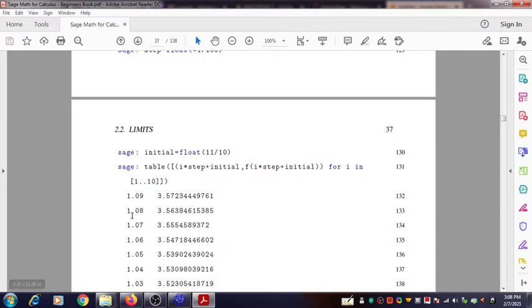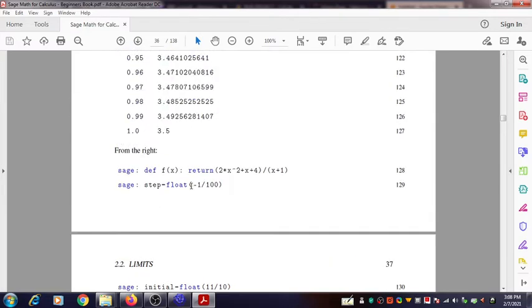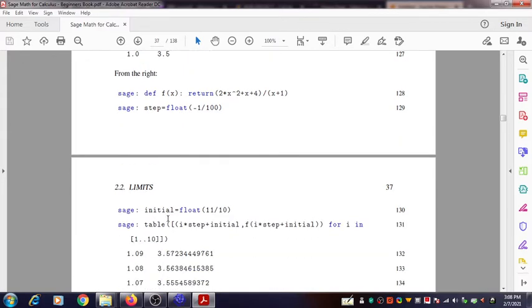we are considering a higher value, that's 1.1. We are taking it as the starting value, and from there we are reducing the value step by step. In order to get this reduction, we use minus 1 divided by 100, minus 1 by 100 inside that float command. And the initial value is actually 11 by 10. The initial value is set as float 11 by 10.